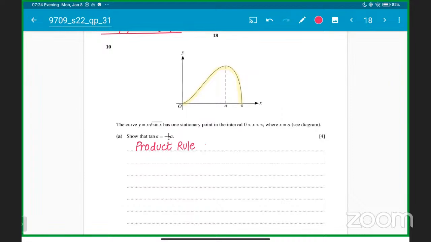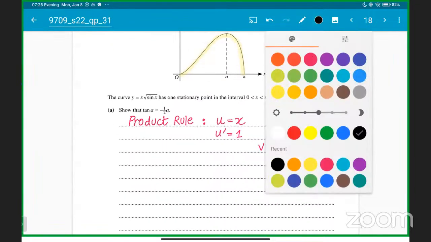So it will be simple. We are going to say that u is equal to x and u dash will be equal to 1. v is equal to sine x to the power of half. So v dash will be, follow carefully, how will you find v dash, sir? It will be the power multiplied by the coefficient, subtract 1 from the power, and then multiply by the differentiation of whatever is inside the bracket. What is the differentiation of sine x, students? Positive cos x, okay? So that is it, just needed to do that.